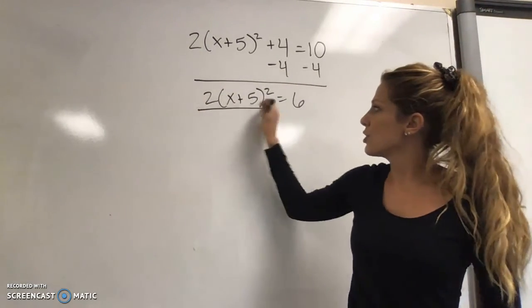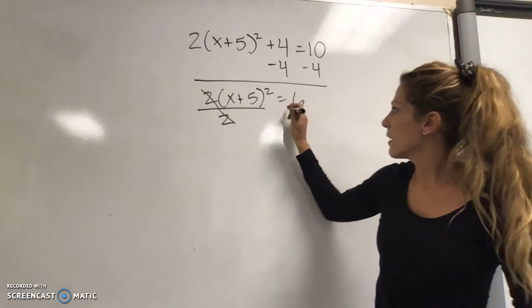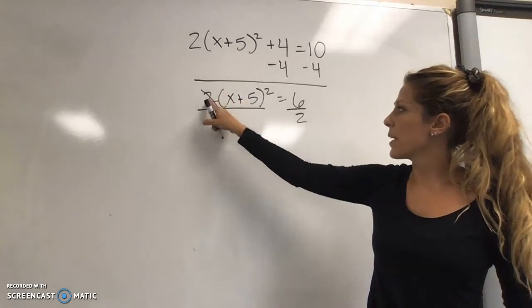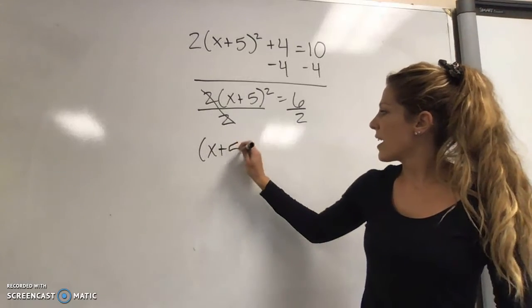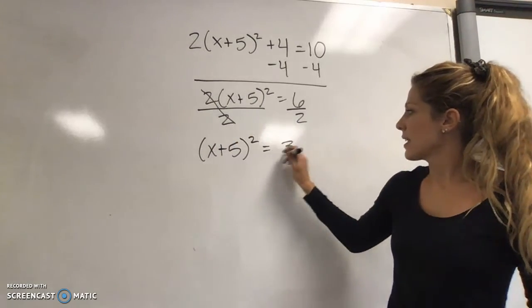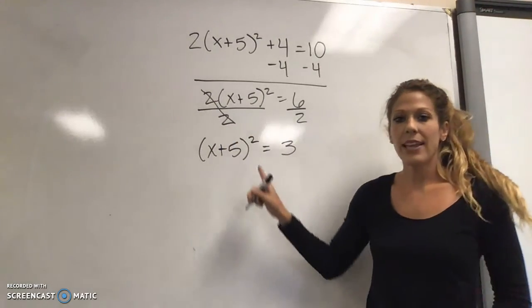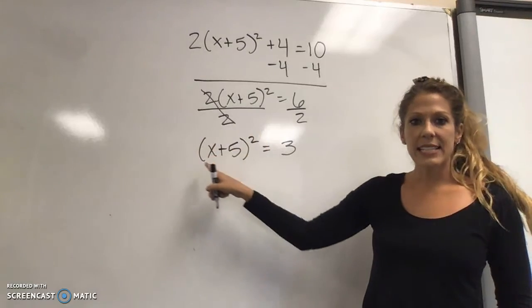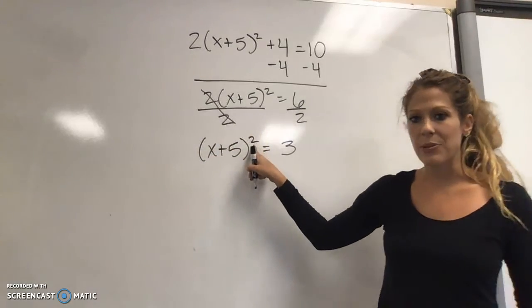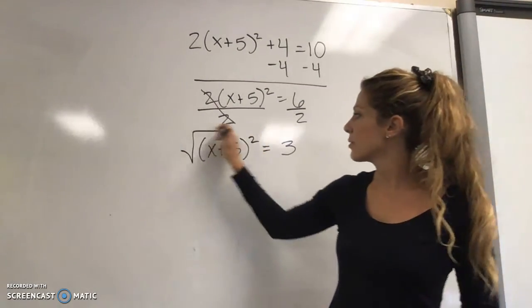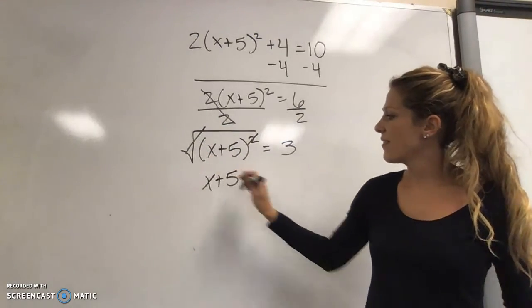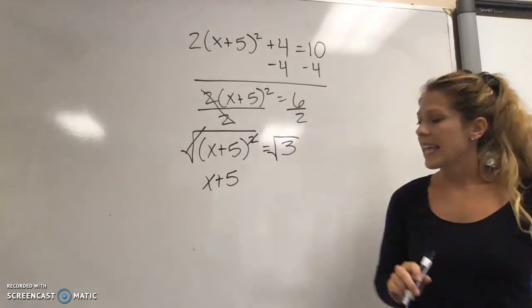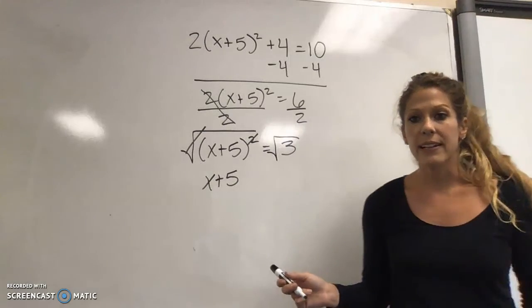To get rid of the 2, we're going to divide because it's being multiplied by the x plus 5 squared. So I have x plus 5 squared equals 3. So now what's being squared is isolated. Now I'm ready to take the square root of both sides to get rid of the squared. So I'm left with x plus 5 on this side and the square root of 3 on the other side.